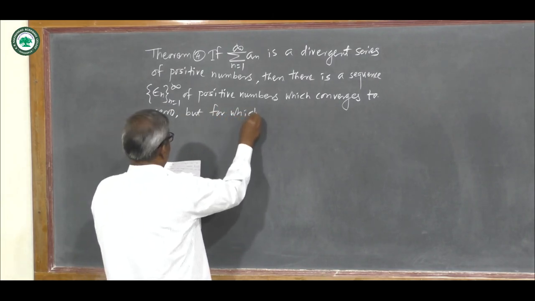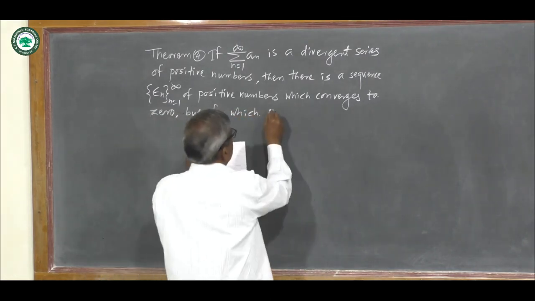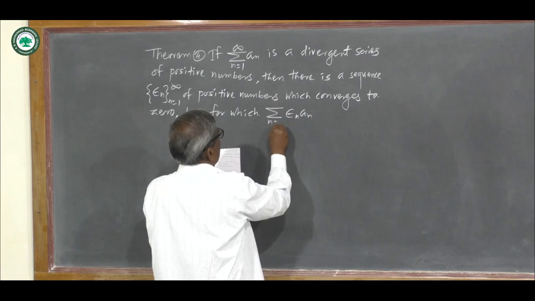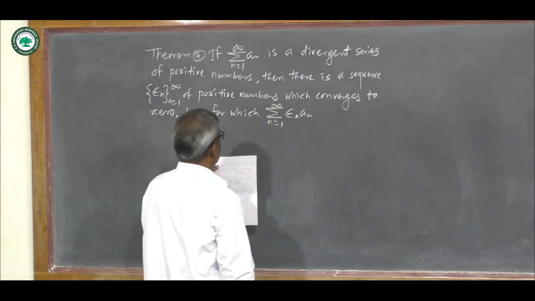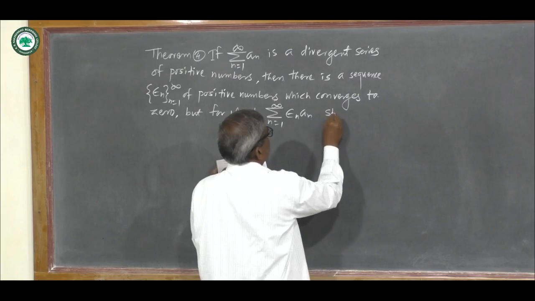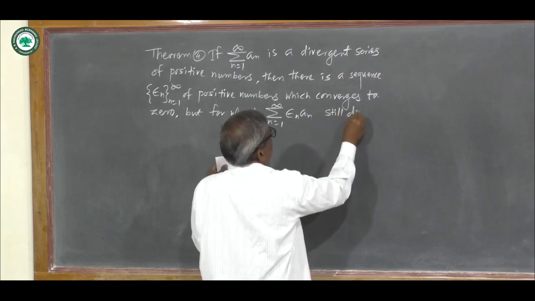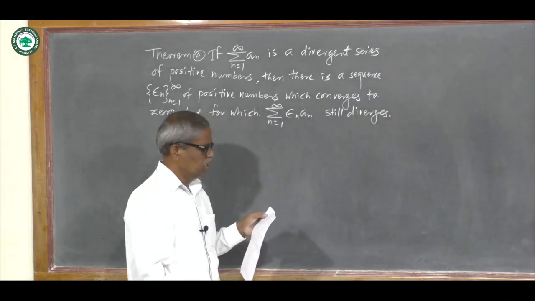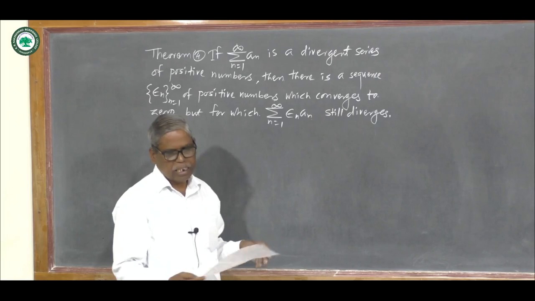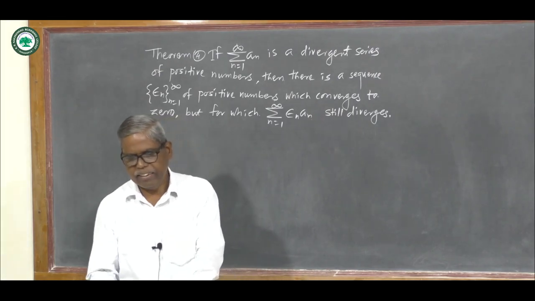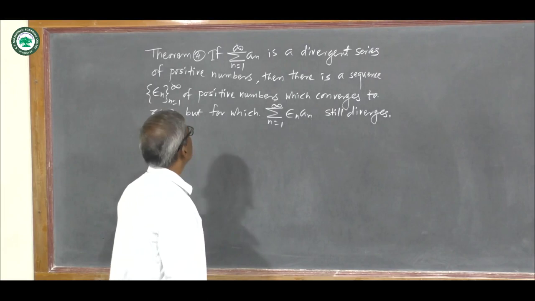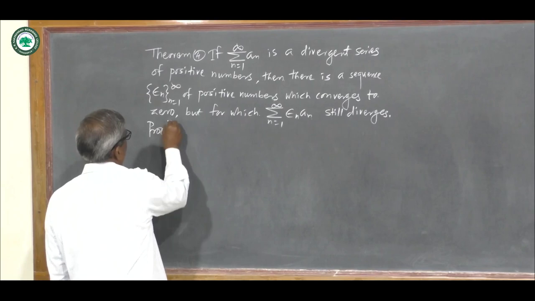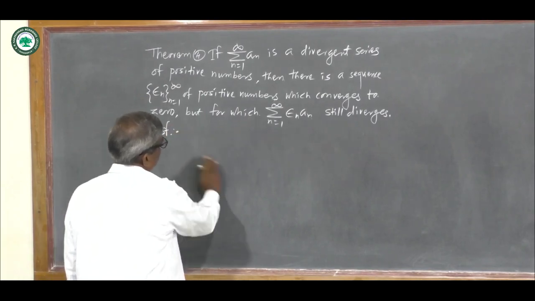but for which summation epsilon n into an, n is equal to 1 to infinity, still diverges. Summation epsilon n into an still diverges. This is the statement of the theorem number 4. Proof of this theorem.